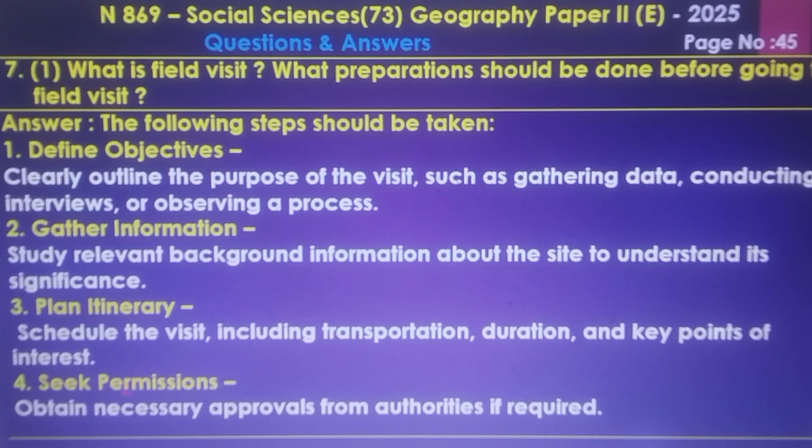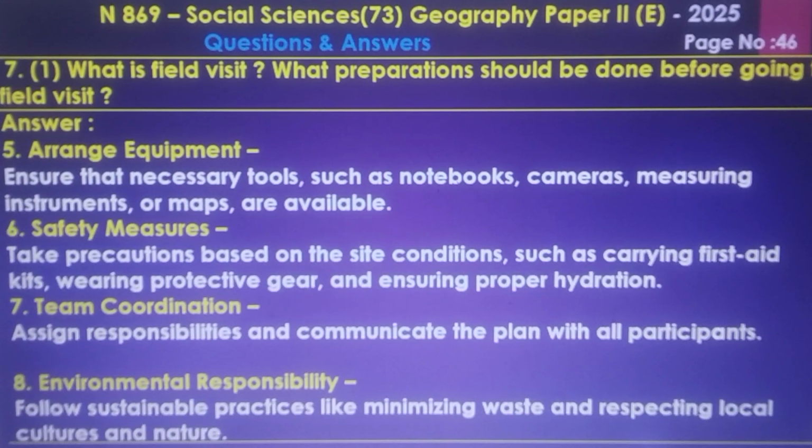Third, plan the itinerary. Schedule the visit, including transportation, durations and key points of interest. The fourth point: seek permissions. Obtain the necessary approvals from the authorities if required. And point number 5: arrange equipment. Ensure necessary tools such as notebooks, cameras, measuring instruments or maps are available.